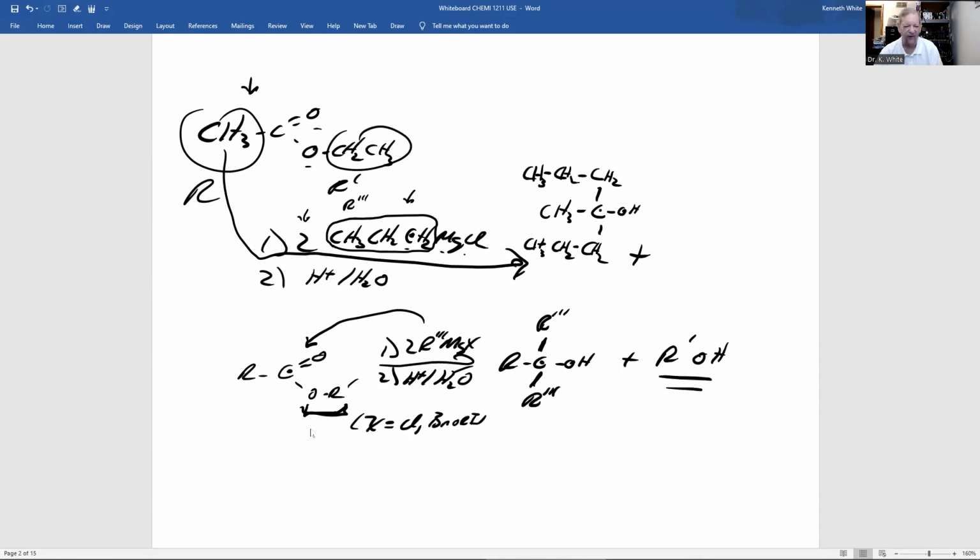And my second alcohol, R prime, is ethyl. And the carbon with the oxygen here is the carbon with the hydroxy group in R prime. In this case, it's small ethyl. So you get ethanol. And these are the 2 alcohols you get.